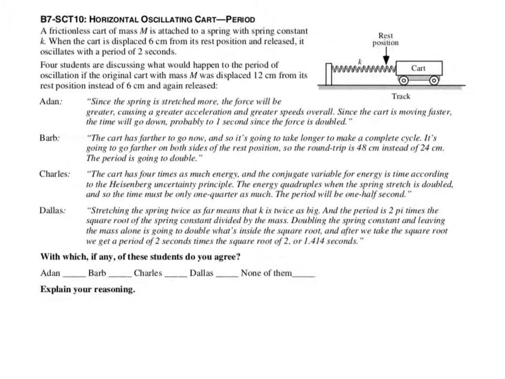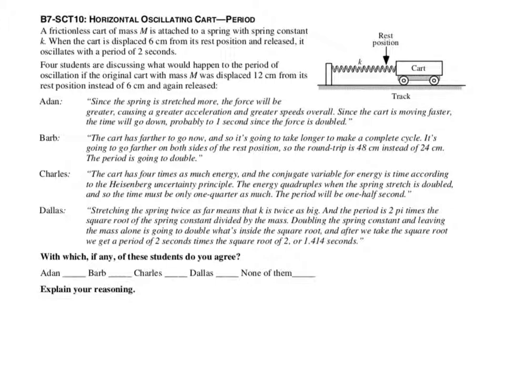Aiden says the spring is stretched more, the force will be greater, causing a greater acceleration and greater speeds overall. Since the cart is moving faster, the time will go down, probably to 1 second since the force is doubled. Barb says the cart has further to go now, and so it's going to take longer to make a complete cycle. It's going to go farther on both sides of the rest position, so the round trip is 48 centimeters instead of 24 centimeters. The period is going to double.